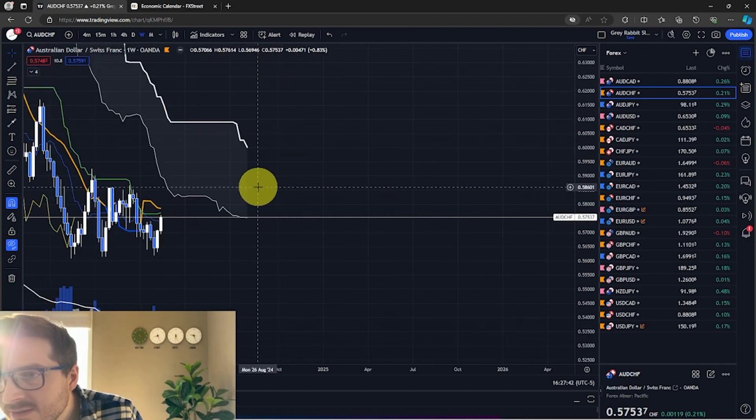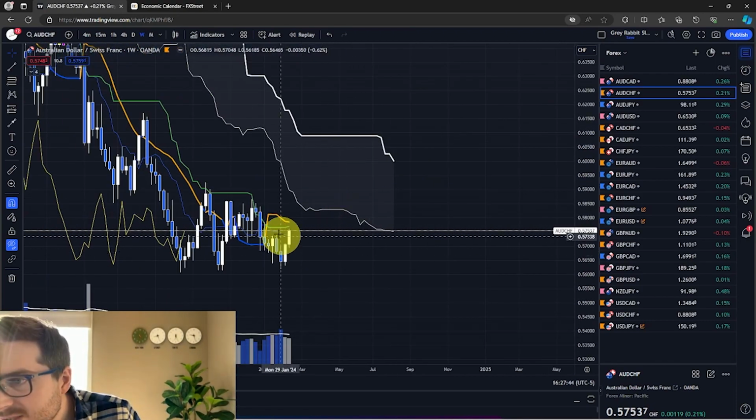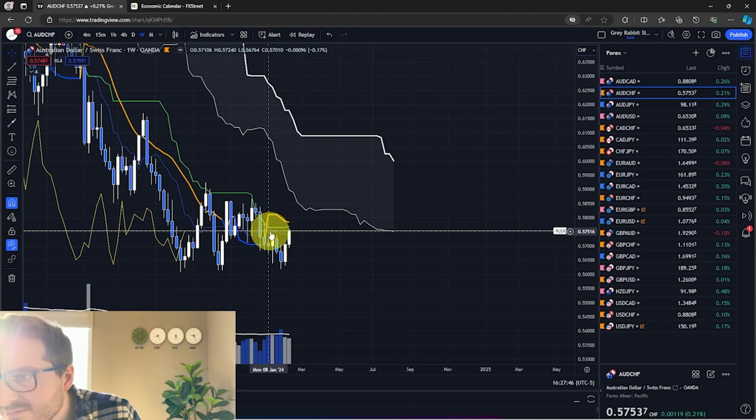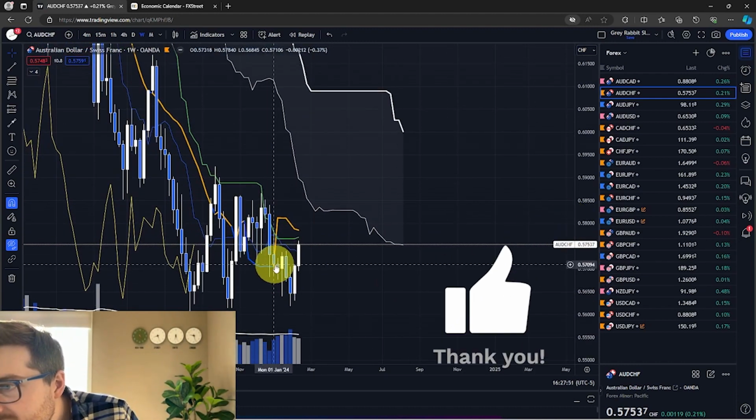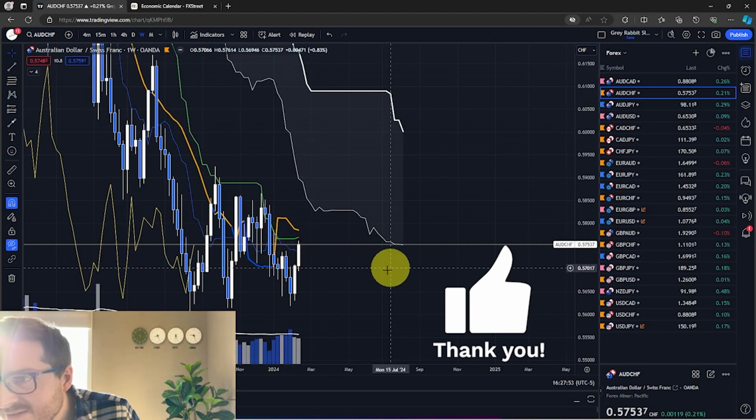in a little bit. So it looks like we've had some overlapping of the Tenkan-sen and the Kijun-sen. Let's see if we got, yeah, so we got a gold cross and then we got a death cross again.